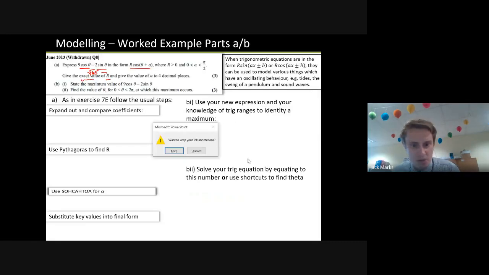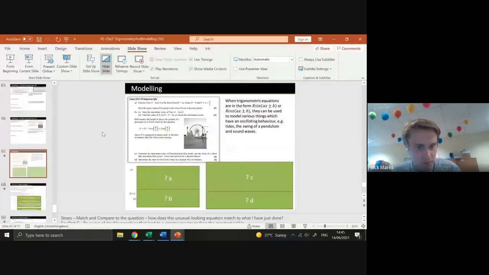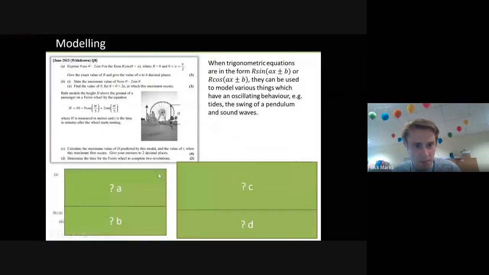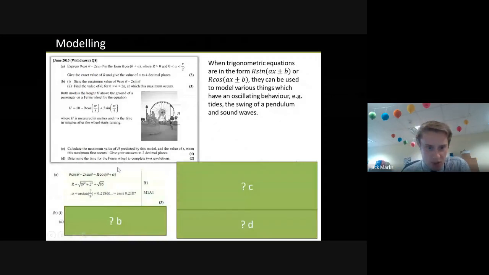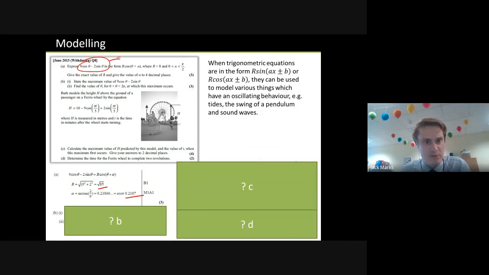I'm just going to reveal the first part so I can talk through it a little bit more. So you end up with root 85, and here's your translation. All of that part there can be written as root 85 cos of theta plus 0.2187, to 4 decimal places.